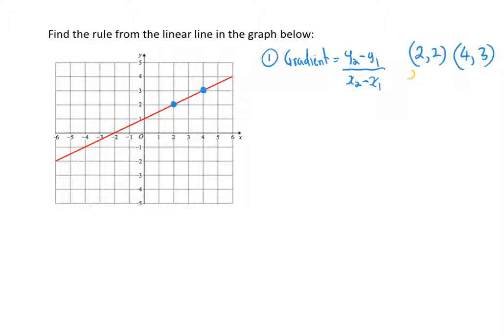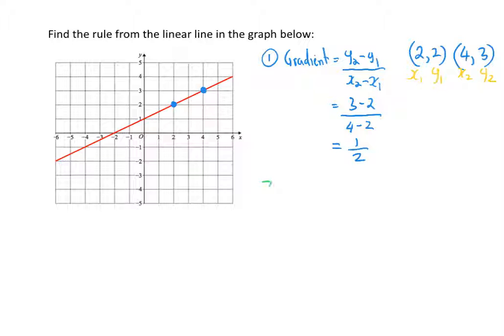Next, I want to label those x1, y1, x2, y2. That will enable me to go back and substitute those values into my formula. So y2 minus y1 is going to be 3 minus 2, over x2 minus x1, so 4 minus 2. That's going to equal 1 over 2. So the gradient of my line is 1 over 2.